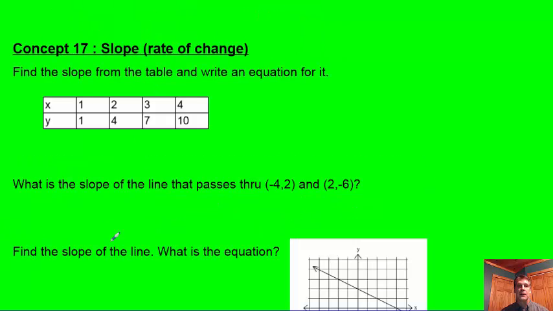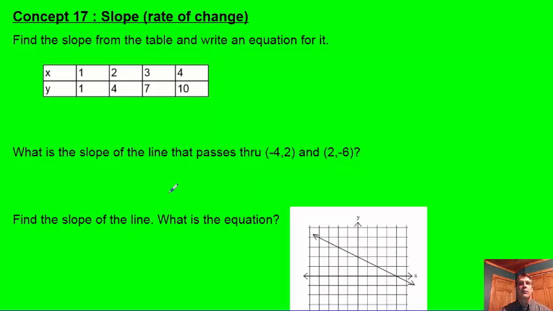All right, let's go to our last one quick. This is slope, rate of change: find the slope from the table, and write an equation. All right, remember how to find slope. There's a lot of definitions. It's the change in the y over the change in the x, or it's the rise over run. Those are the definitions you've got to get memorized. So I want to find change. Remember, the y goes on the top, and the x goes on the bottom. Remember that. So let's look. What's my change here?